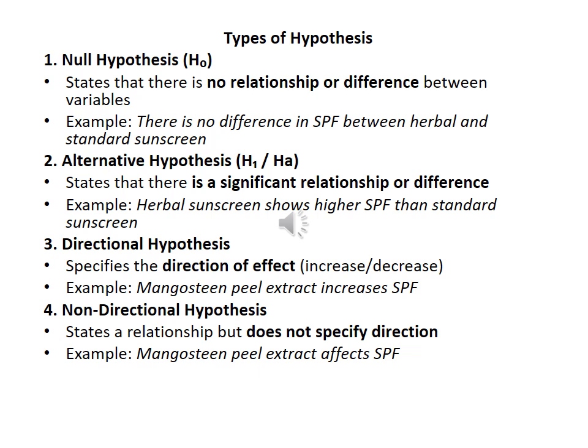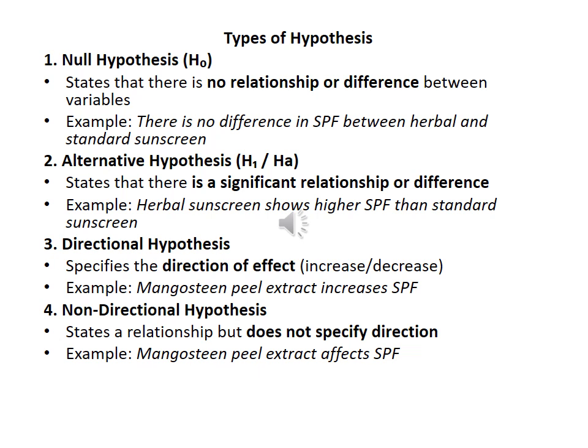So hypotheses are of four types. Null hypothesis, that states no difference between the variables. Then alternative hypothesis, that states there is a relationship or difference between the variables. And directional hypothesis, it shows the direction of effect. And non-directional hypothesis, it doesn't show any direction, but it states a relationship between the variables.